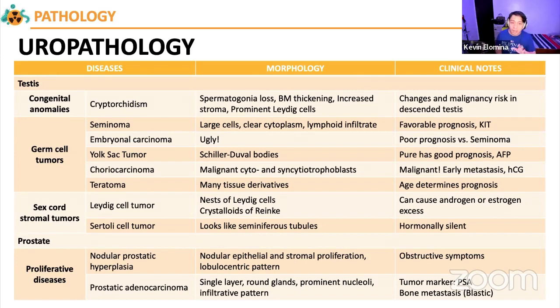Okay. Now, for prostate, your nodular prostatic hyperplasia usually arises in your transitional zone or inner periurethral zone. So, it compresses the urethra, kaya obstructive ang usual symptoms niya. But for your prostatic adenocarcinoma, it arises in the peripheral zone sa likod, kaya nakakapa mo yan by DRE. Okay? And the tumor marker is your PSA.